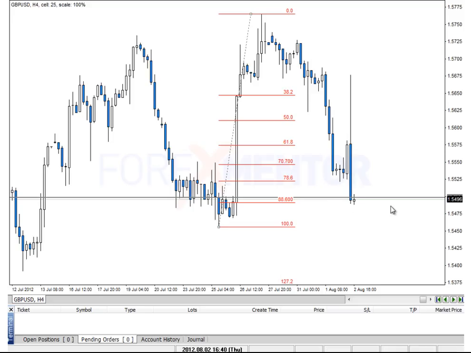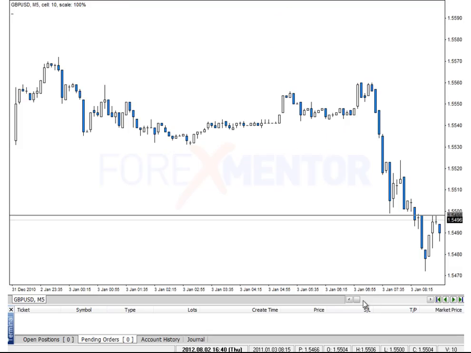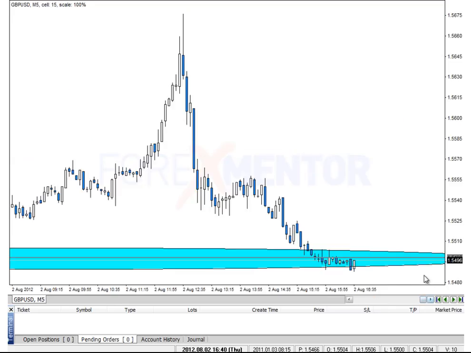So what you want to do once you've identified these key higher time frame levels is go to your smaller time frame to look for a potential pattern. So if we have a look at the 5-minute chart, currently looking at this level right here, so I'm going to get rid of this ellipse.